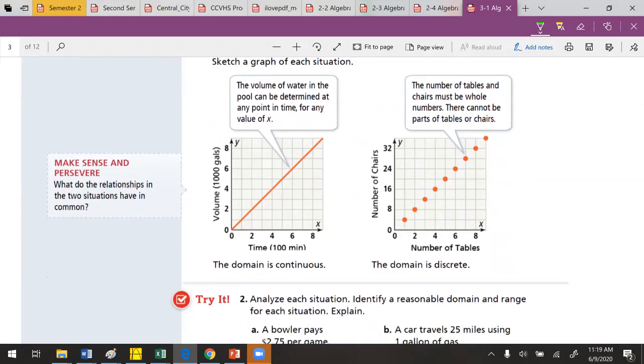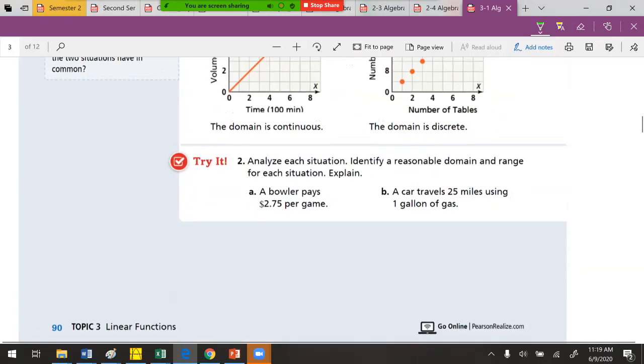So let's look at this here. The volume of water in the pool can be determined at any point. Remember that volume can also be represented as a decimal, so therefore that's continuous. How about the number of tables and chairs? You can't have part of a table, you can't have part of a chair, therefore it is discrete, okay? Here we go. Analyze each situation. Identify a reasonable domain and range for each situation, okay?